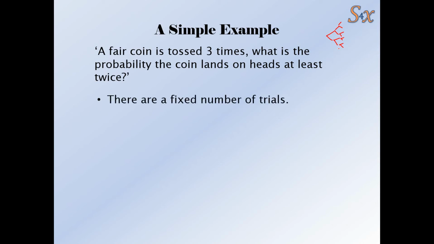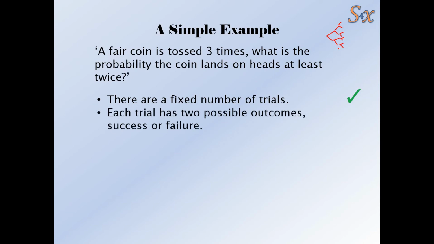It has to have a fixed number of trials. That was one of our conditions. Well, yes, it does. It's tossed 3 times, so there's a fixed number of trials. Each trial has to have 2 possible outcomes, success or failure. That's fine. We've got an outcome of heads and an outcome of not heads, or tails. Only 2 possible outcomes. Heads is our success in this case because that's what we want. Tails is the failure.